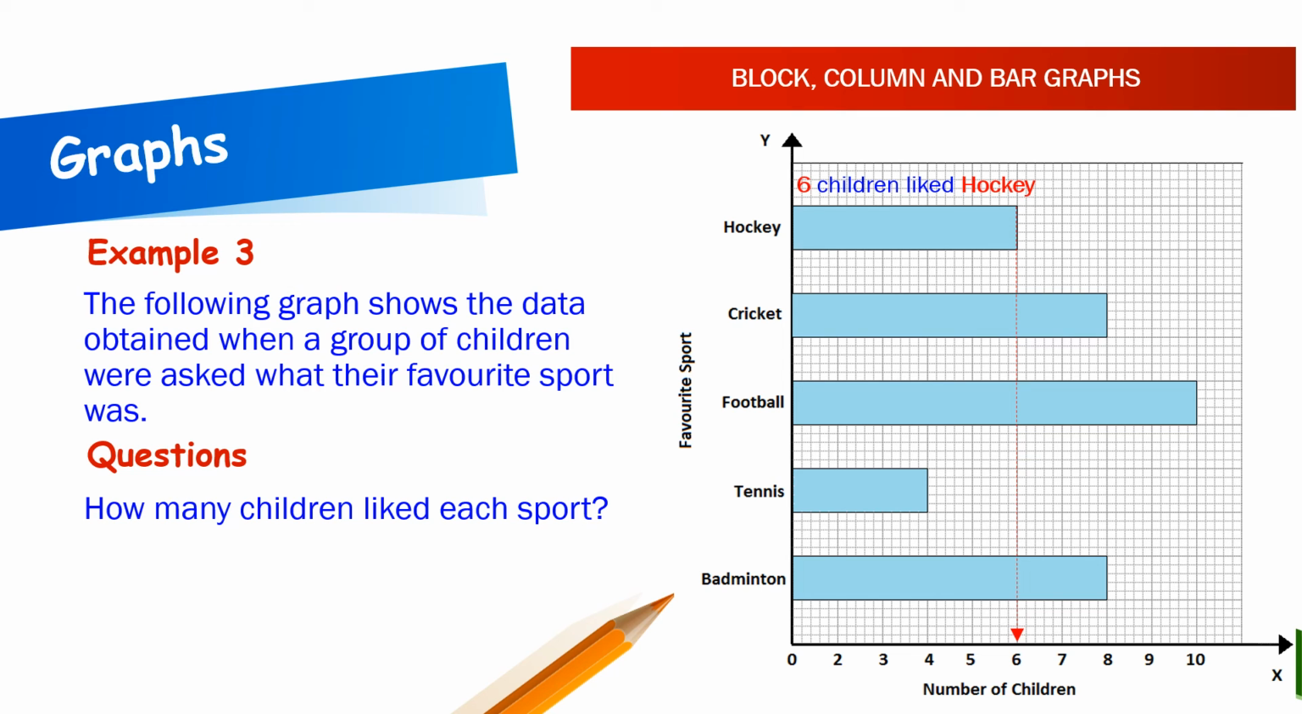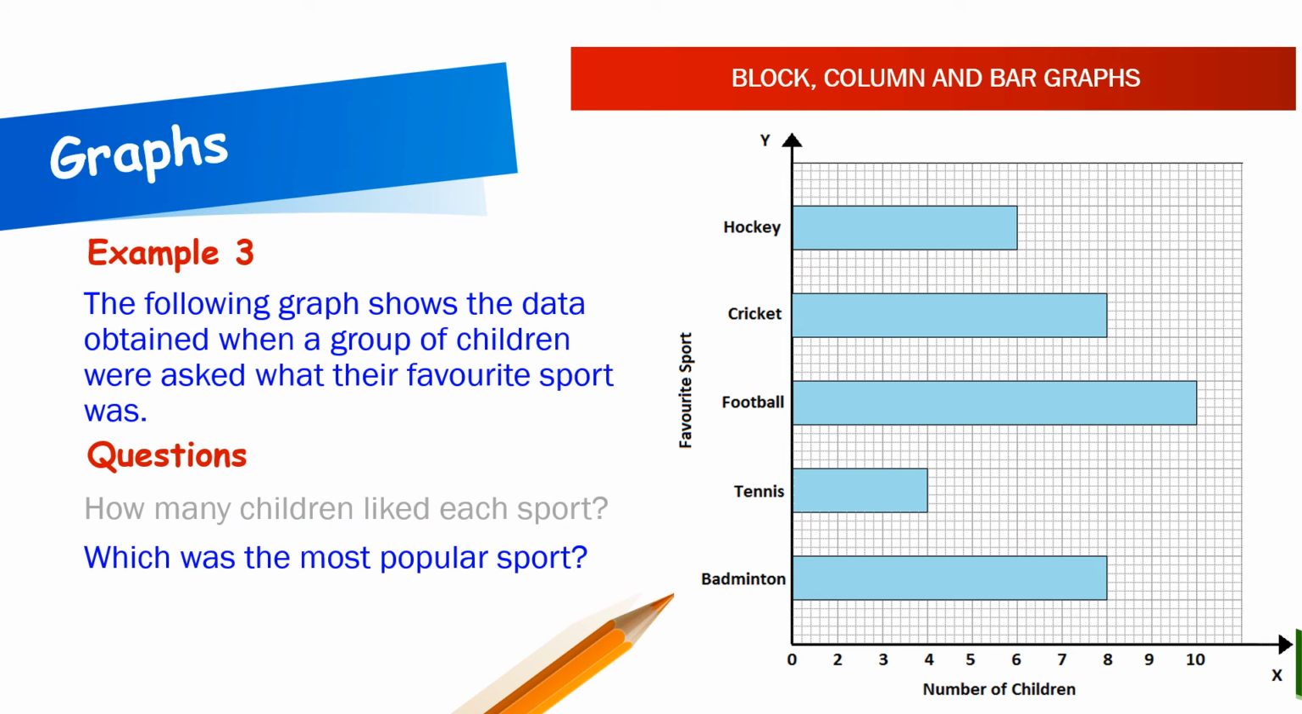6 children liked hockey, 8 children liked cricket, 10 children liked football, 4 children liked tennis, and 8 children liked badminton. Which was the most popular sport? Out of all these bars, the bar associated with football is the longest. Therefore, football was the most popular sport.